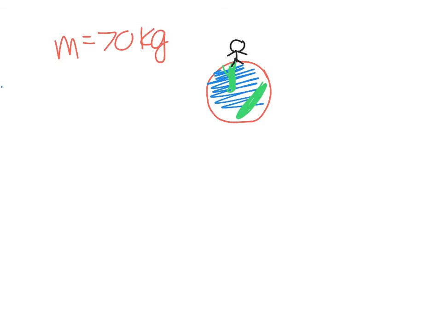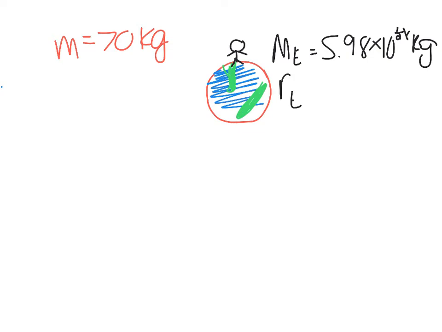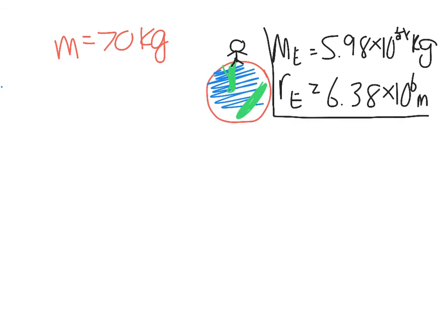Something we can look up, and it's pretty good to write down, is that the mass of the Earth equals 5.98 times 10 to the 24 kilograms. Sorry about that. That should be 24. And then the radius of the Earth is equal to 6.38 times 10 to the 6th meters. These are values that we can look up, and they're given on your AP exam.